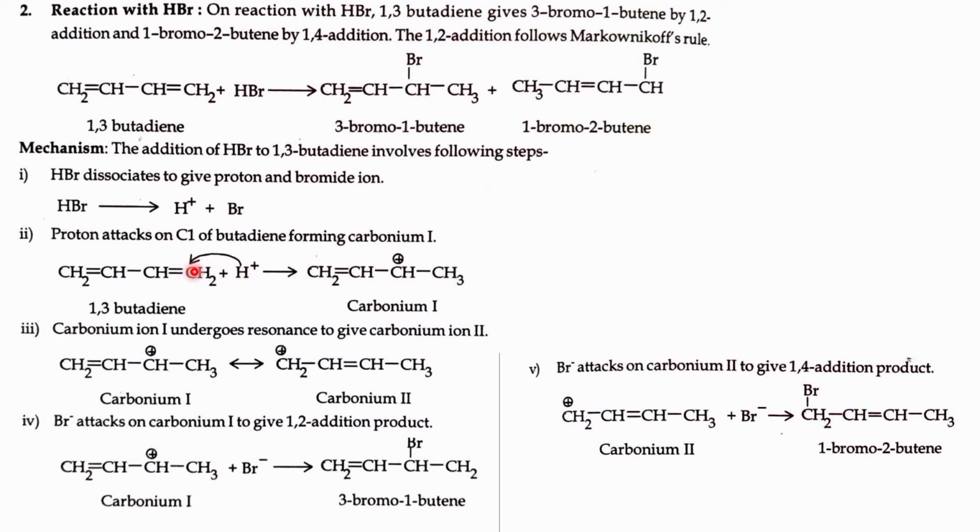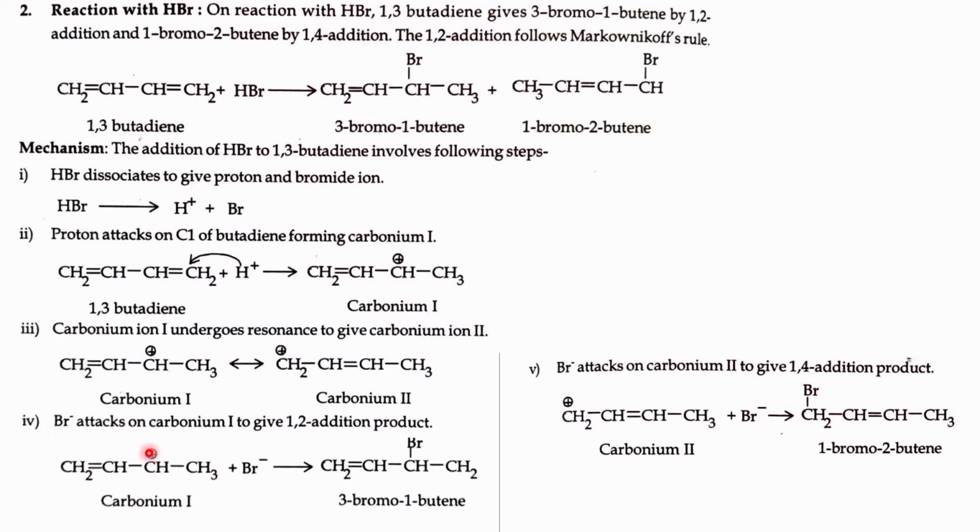This hydrogen attached to this first carbon of butadiene to form a carbonium. First carbonium is formed. This first carbonium undergoes a resonating structure, that means this positive charge moves between the first carbon and third carbon, and two carbonium ions are formed.